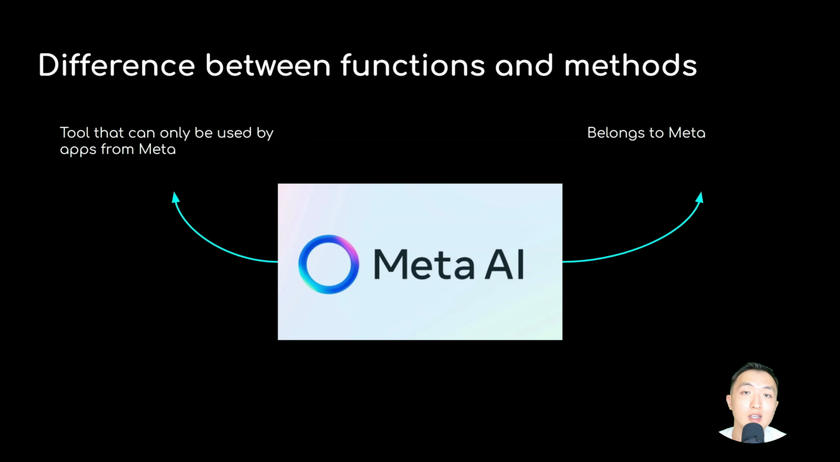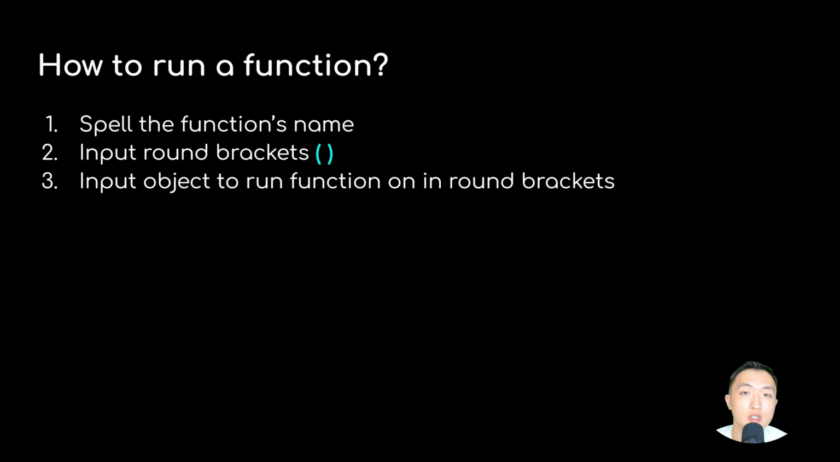And think of a method as the Meta AI feature from Meta. Meta AI is a tool that can only be used by apps produced by Meta. For example, Instagram, Facebook, and WhatsApp. It belongs to Meta, and apps by Meta have exclusive control over it. Not only are they conceptually different, there's a difference in how we run them.